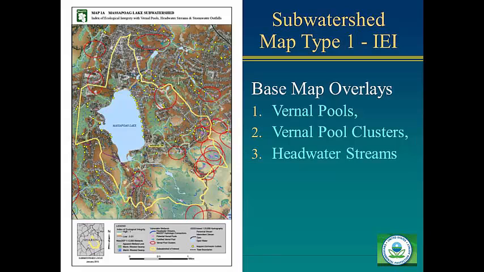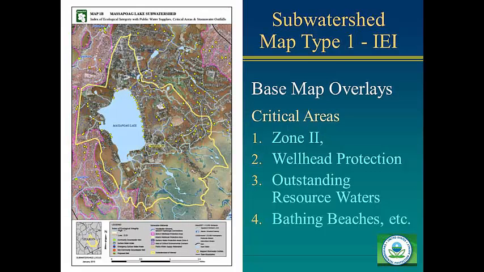Using the data layers described so far as a base, 3 Type 1 maps were developed. Map 1A displays the vernal pools, vernal pool clusters, and headwater streams. Map 1B illustrates critical areas defined in the Wetlands Protection Act stormwater regulations to include Zone 2, wellhead protection areas to public water supplies, cold water fisheries, outstanding resource waters, and bathing beaches.